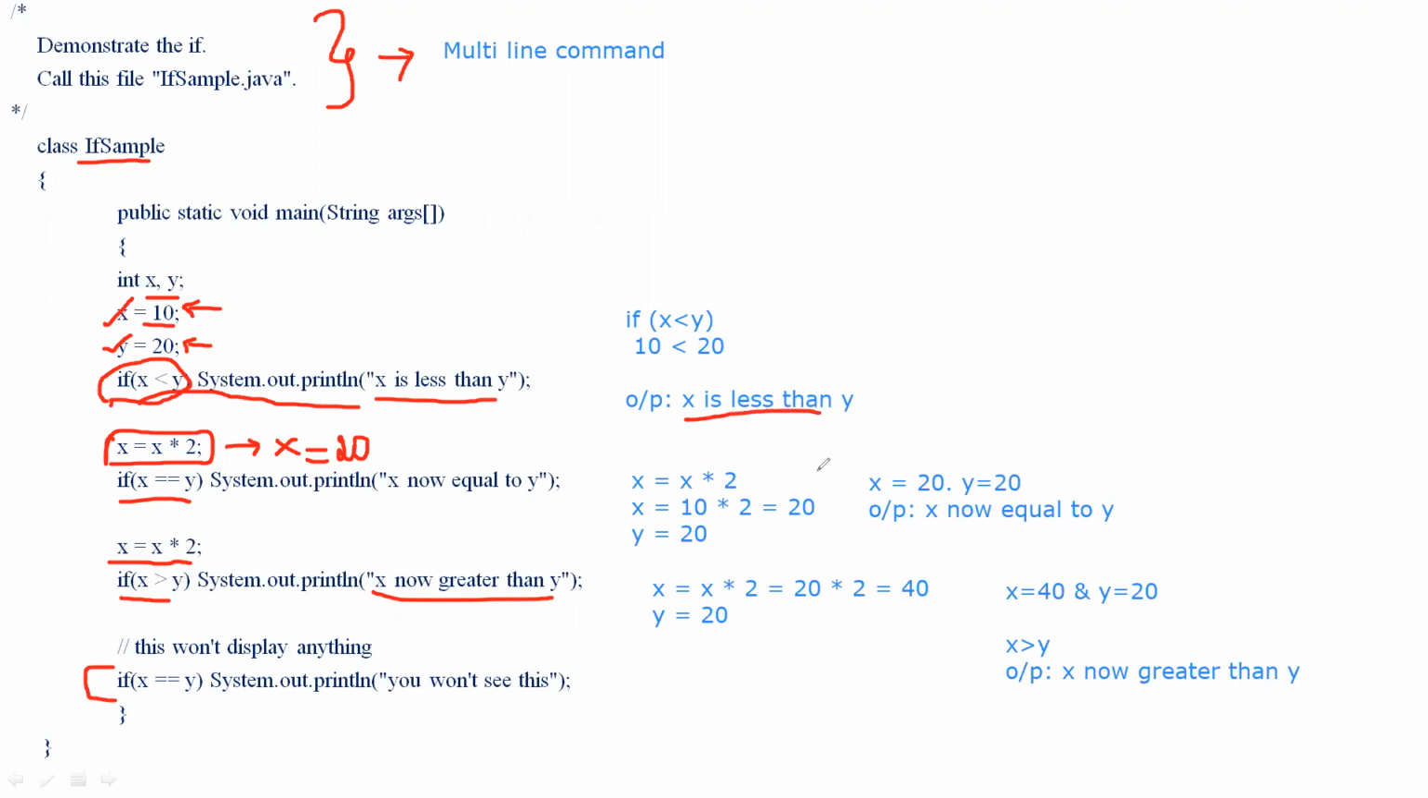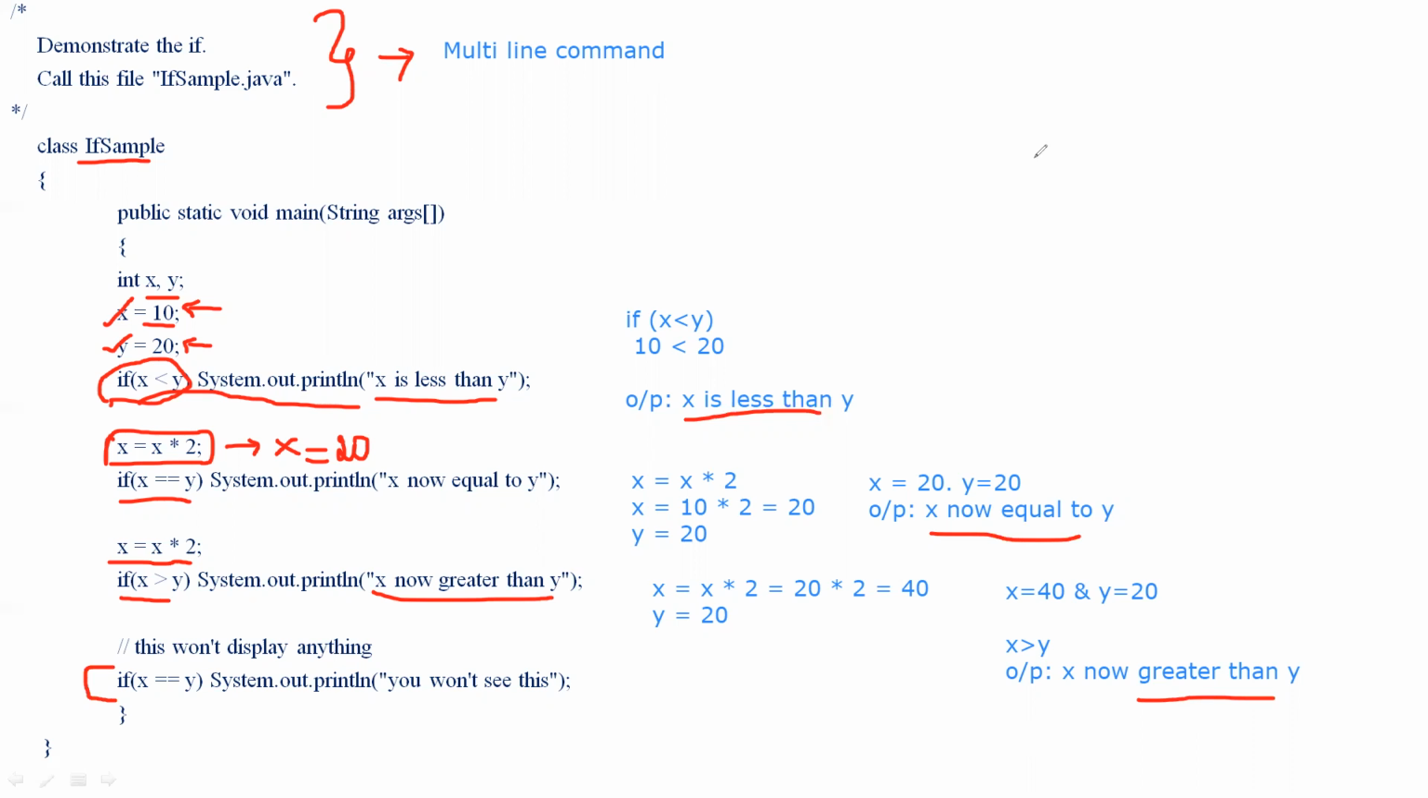So the output is generated with the different statements. That is, x is less than y, x is now equal to y, and x is now greater than y. On executing this program, we get three different outputs based on three different if conditions. So based on the if condition, we determine the output.